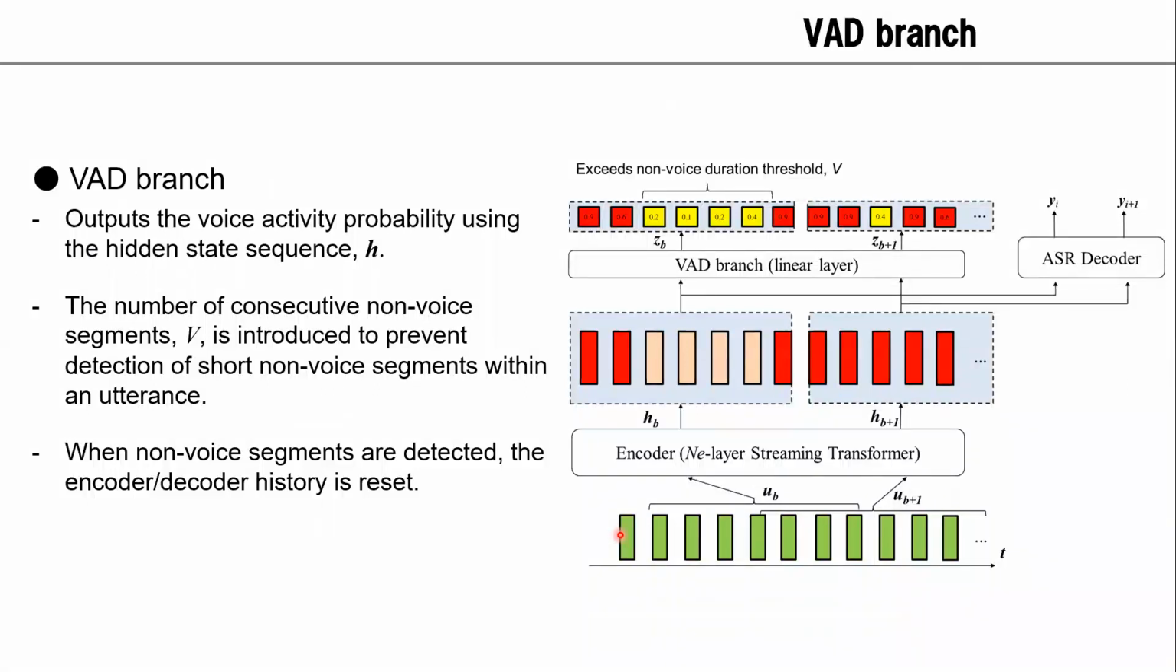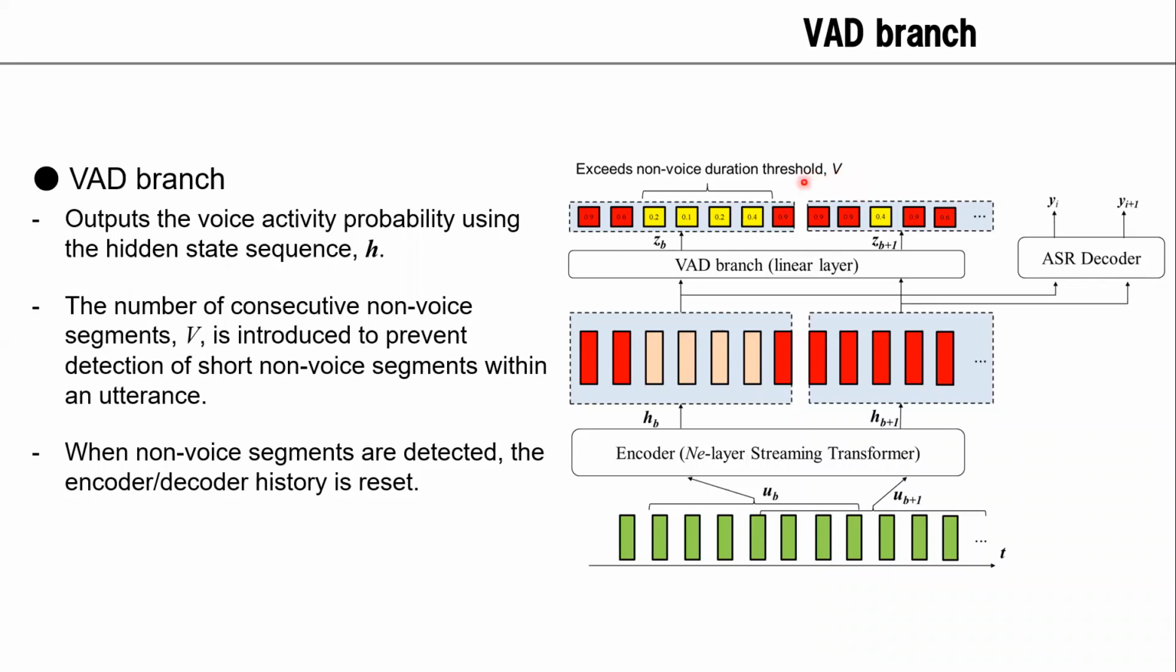The VAD branch outputs the probability of the presence of a voice segment using the hidden state sequences. Then frame-wise posterior probabilities of the voice activities are estimated using a fully connected layer with a sigmoid function. The VAD branch estimates a sequence of voice activities depending on the voice activity probabilities. If a posterior probability is above a certain threshold, those segments are regarded as voice segments.